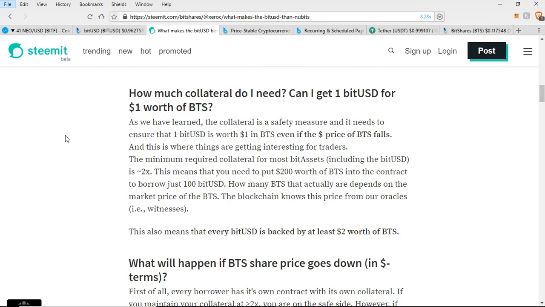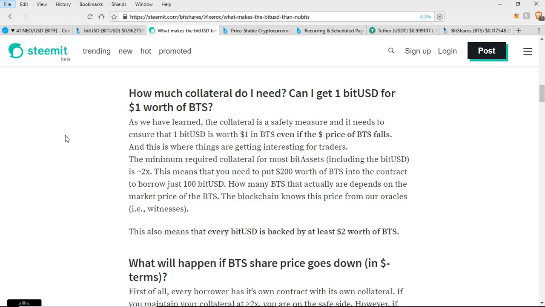Okay, so the next reasonable question is, okay, I need to collateralize my bitUSD, so it's backed by something. So do I send it dollars? Do I send Bitcoin? How do I collateralize this bitUSD? And it's backed by Bitshares, which is the network it's built on and is a cryptocurrency. Most people have probably seen Bitshares by now. It's been in the top maybe 30 for a while. But it's collateralized at a rate of maybe around 2 to 3 per dollar.